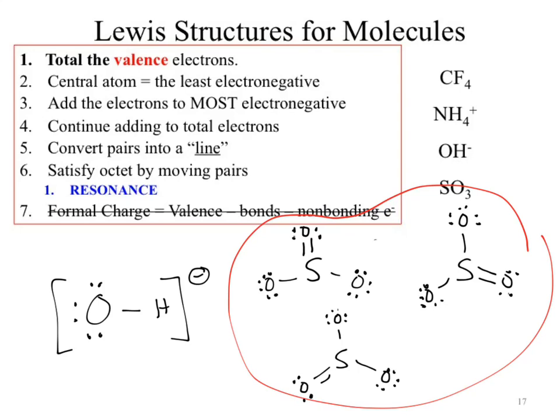So if it was negatively charged, you'd have to put brackets around. I'd have to put brackets around all of them. Yep.